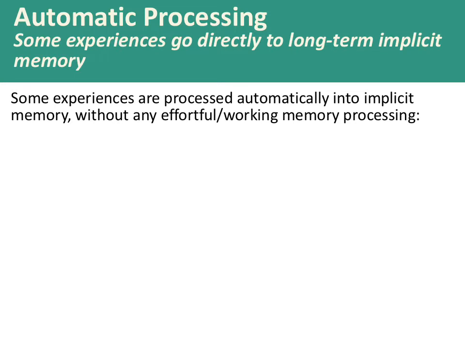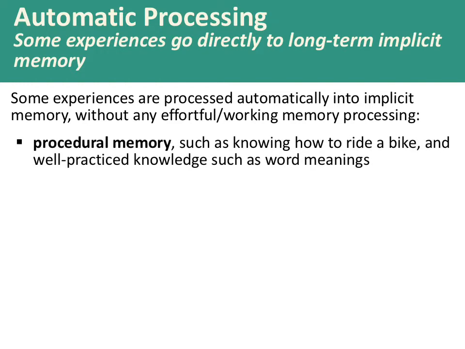Automatic processing. Some experiences go directly into our long-term implicit memory. So this is basically going right from sensory into long-term. Examples would be procedures and skills, things that you know how to do automatically without thinking, riding a bike, tying your shoes, as well as well-practiced knowledge such as word meanings.